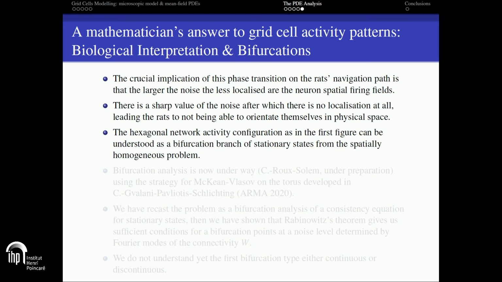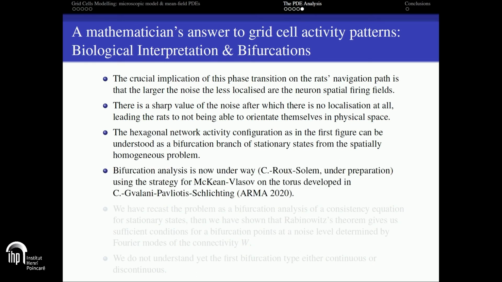quickly. So I think the first implication of this, in terms of giving some information to biologists, is that, of course, something you would expect: the larger the noise, the less localized the firing fields are going to be. You expect that. But the interesting thing is the second: there is a sharp value of the noise, at least in this model, beyond which you don't have localization at all, so the rats will not be able to find their way back. And the hexagonal network activity is the one we had in the first figure. You can understand it as one of the first bifurcation branches that you get numerically by solving the problem.